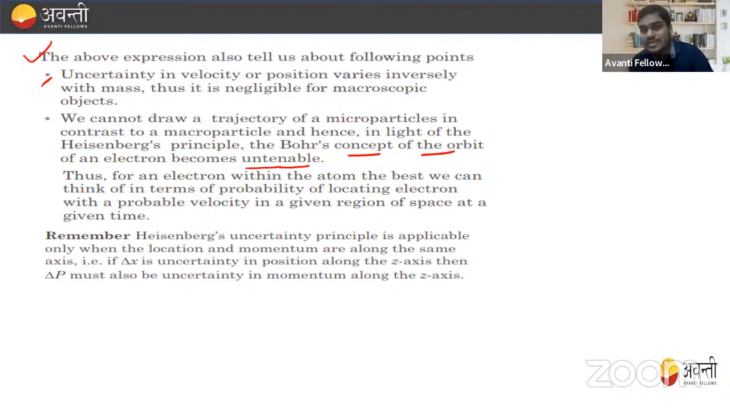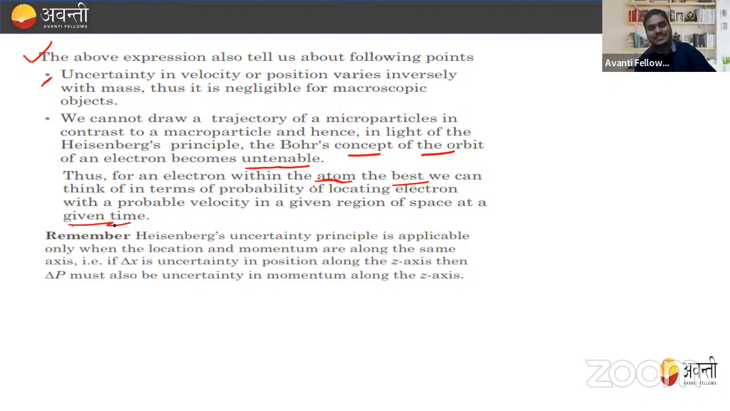We cannot draw the trajectory of a micro particle in contrast to a macroscopic one, and hence, in light of the Heisenberg principle, the Bohr concept of the orbit of an electron becomes untenable. Thus, for an electron within the atom, the best we can think of is the probability of locating the electron with a probable velocity in a given region of space at a given time, right?